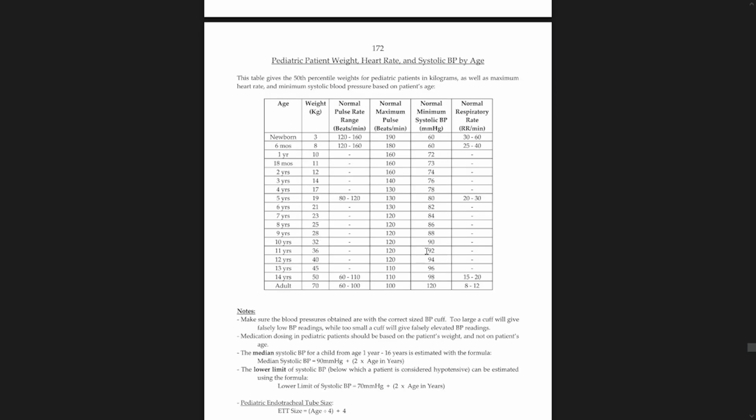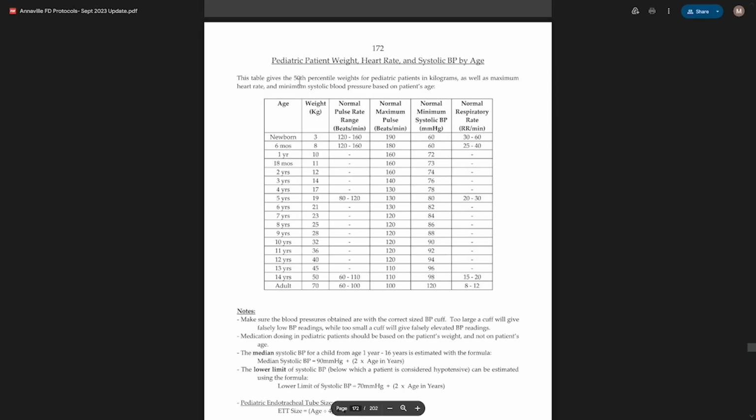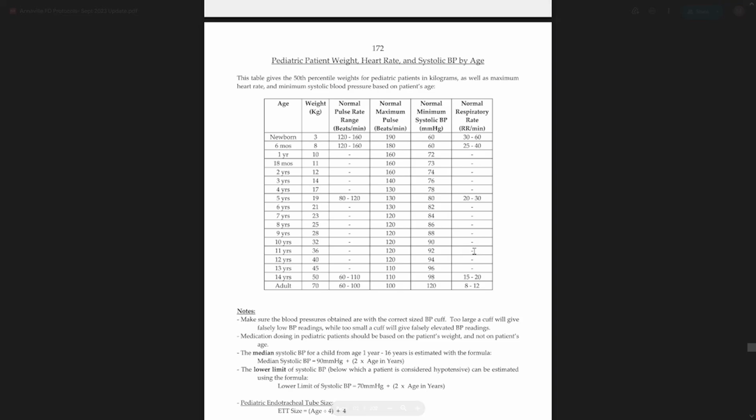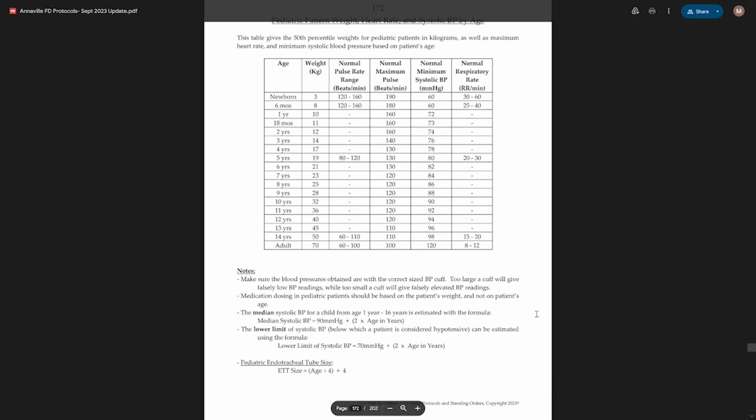If you would like to pause right here, this is a table that goes over the pediatric patient weight, heart rate, and systolic blood pressure by age. You can see some of the examples here. You can pause it if you would like.